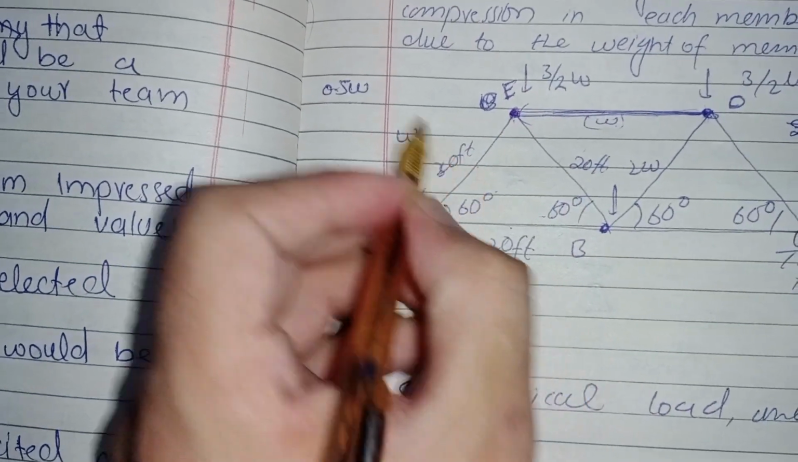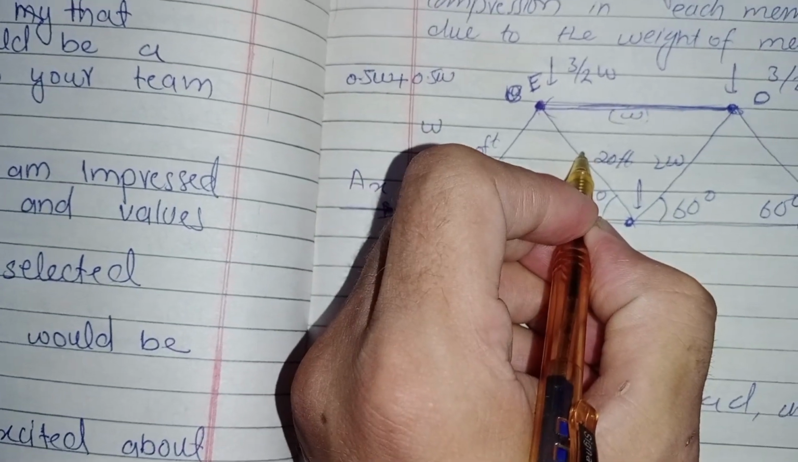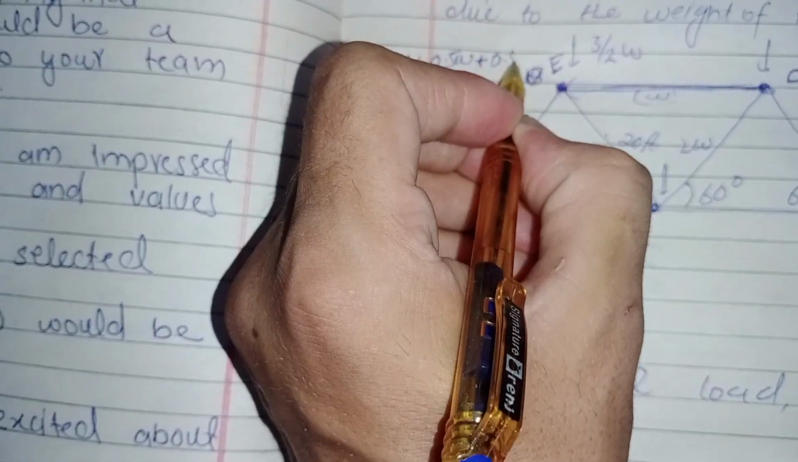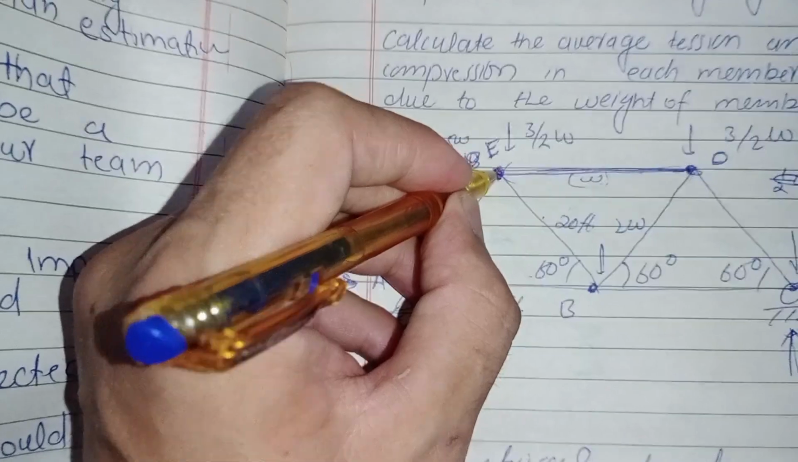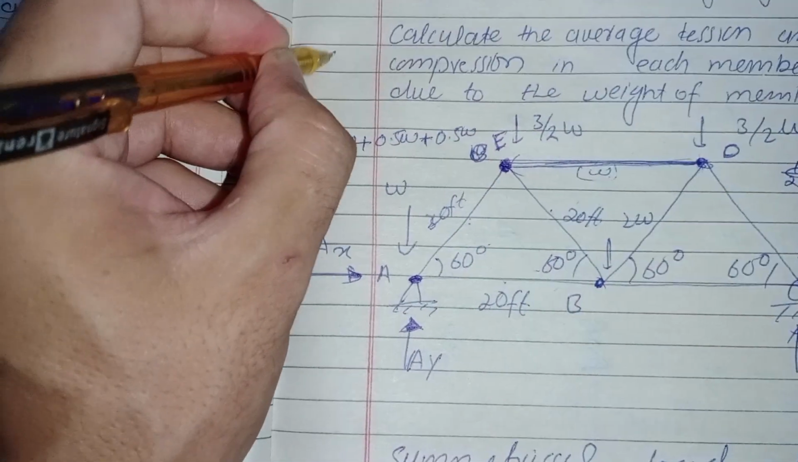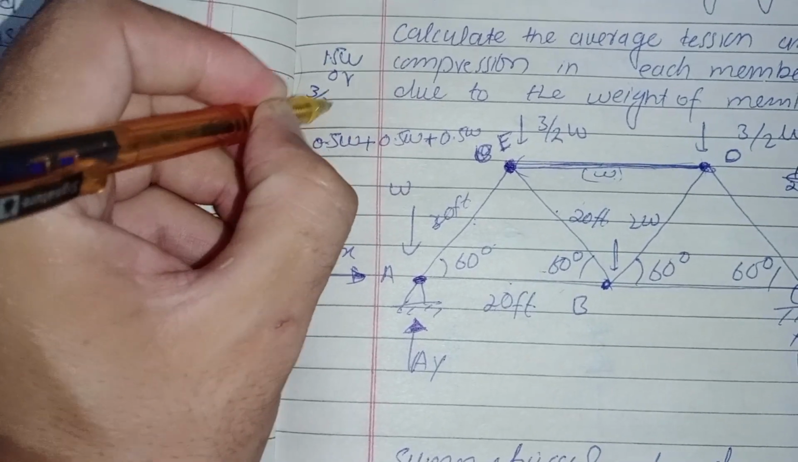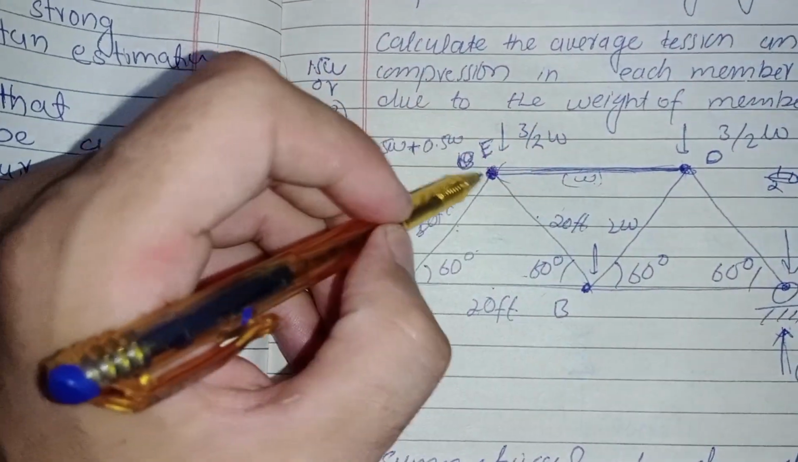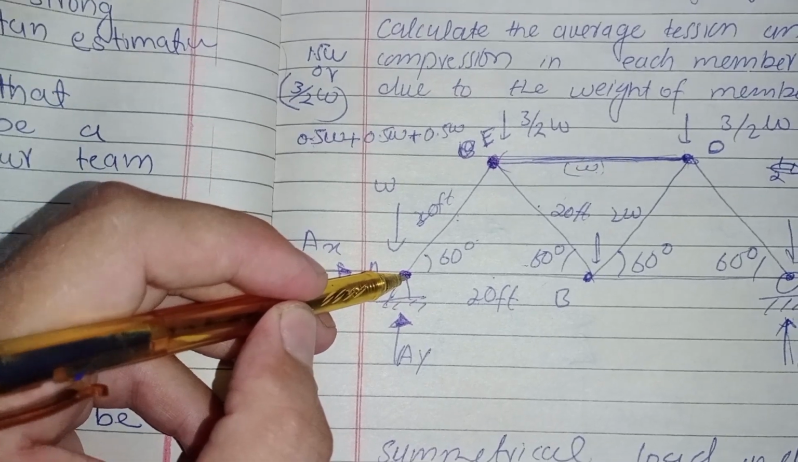So 0.5 W of this member, 0.5 W of this member, and 0.5 W of this member on this point, and on this point 0.5 W. Okay, so 1.5 on this joint, the weight will be 1.5 W, or 3 by 2 W.